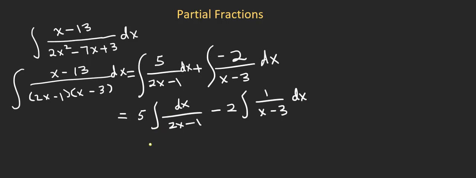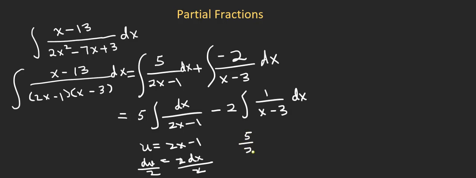So here, you need to have u equals 2x minus 1. And what is du? It's 2 dx. And you don't have the 2, I mean, you don't need it. So dx becomes du over 2. So you end up getting 5 over 2 natural log of 2x minus 1 for this portion.